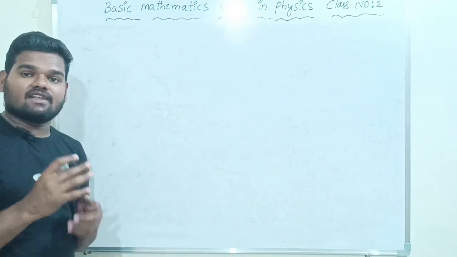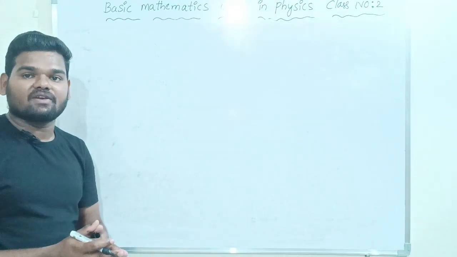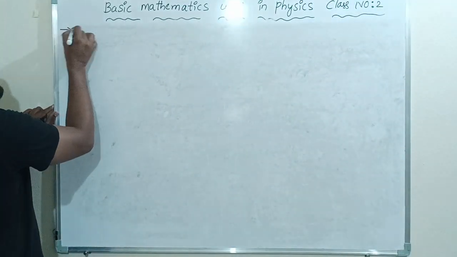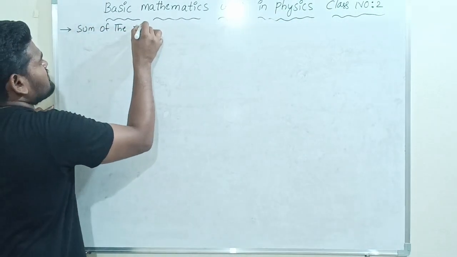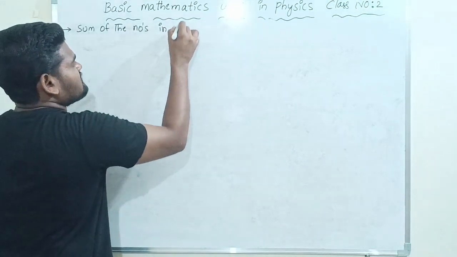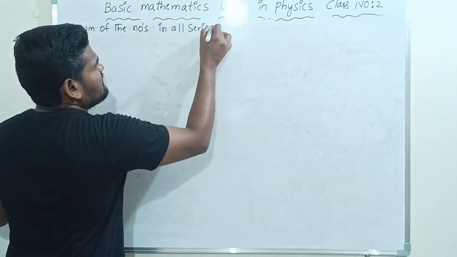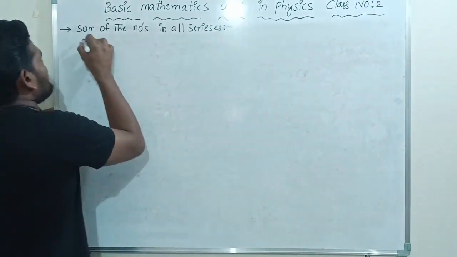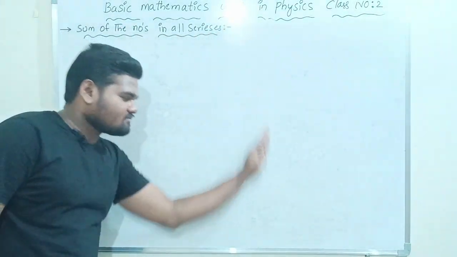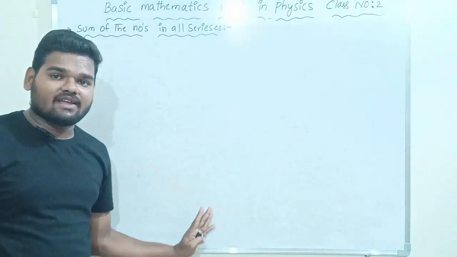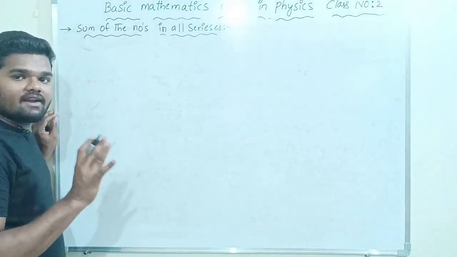Okay, right. So the next concept is sum of the numbers in different series. Sum of numbers in all series. Check the spelling once. Okay. I'm just going to write the table. So from the table we can write all the series. Okay. Have a look. Right. Let us see.